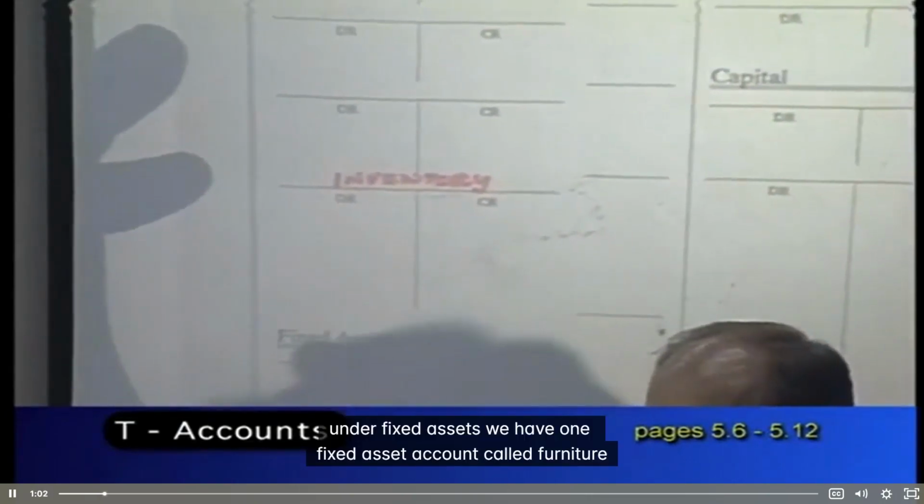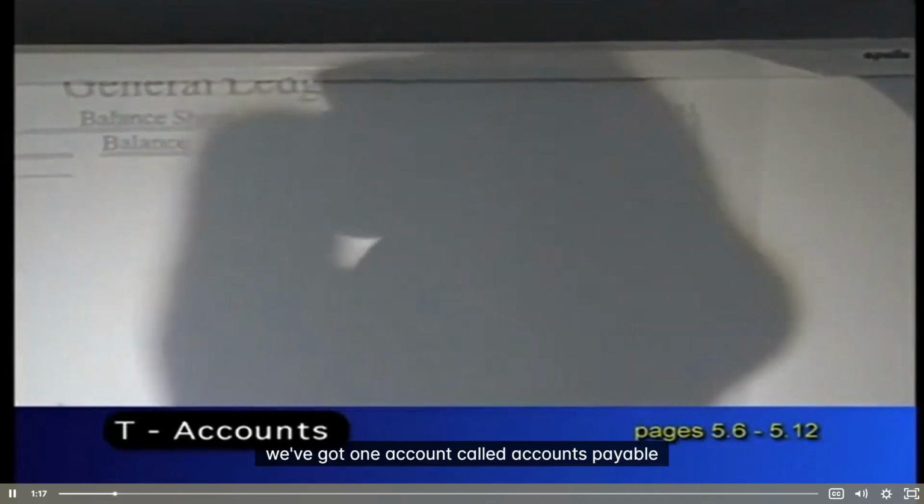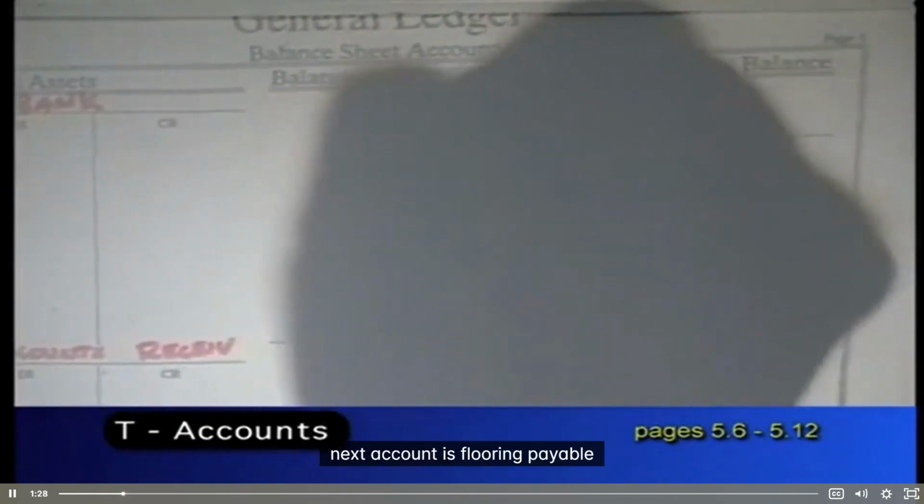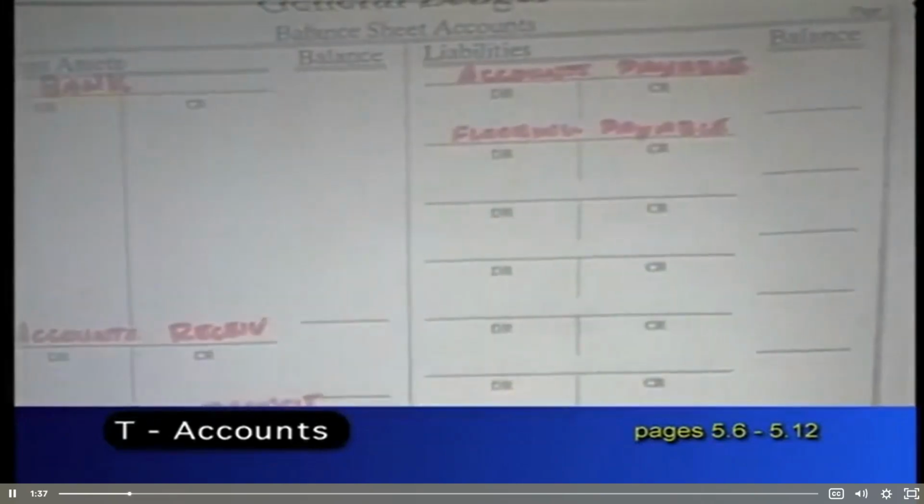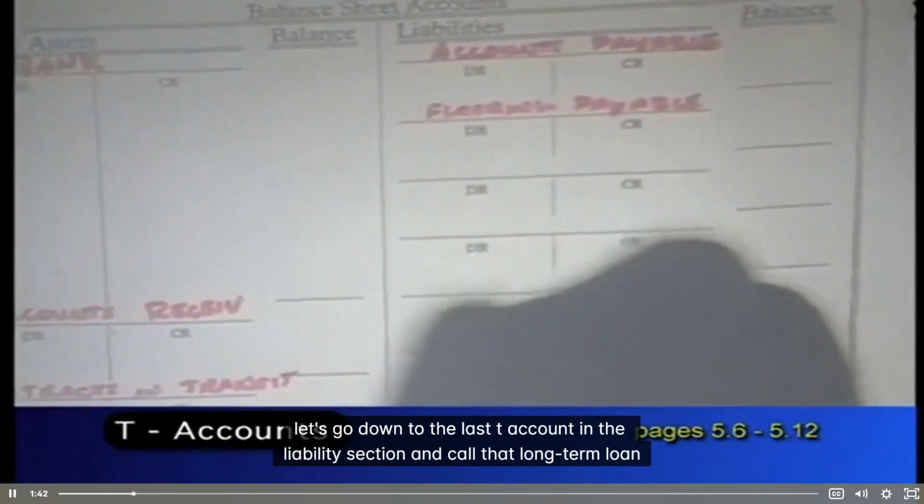Under fixed assets, we have one fixed asset account called furniture. Under the liability section, we've got one account called accounts payable. Next account is flooring payable. Let's go down to the last T account in the liability section and call that long-term loan.